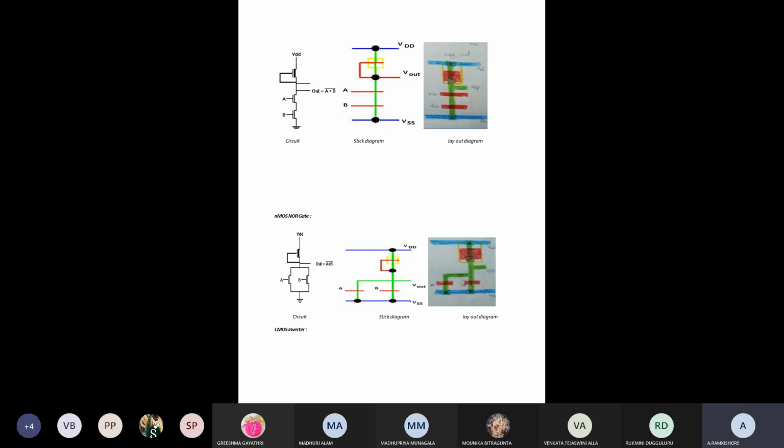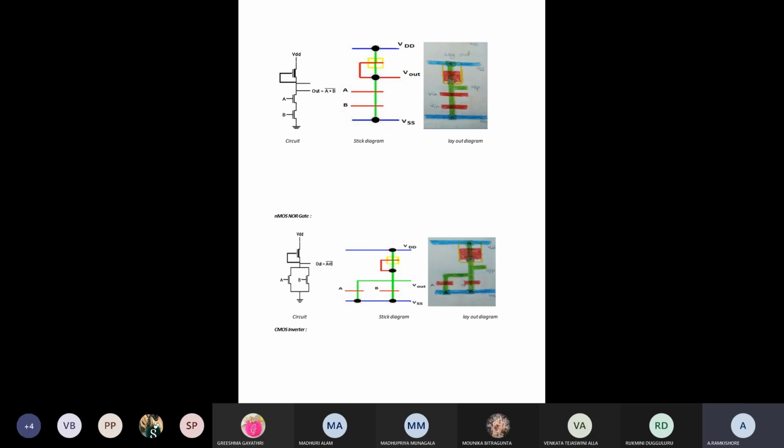That means we have to draw two diffusion materials in parallel, and we have to give two inputs in parallel in the stick diagram. In the layout diagram also, we have to draw the same thing.